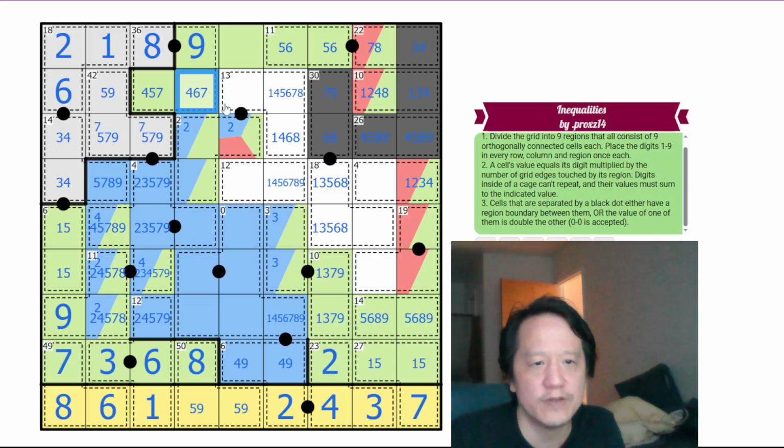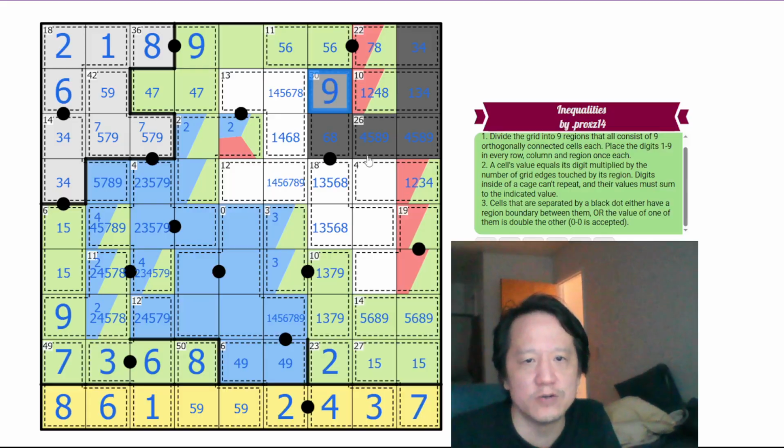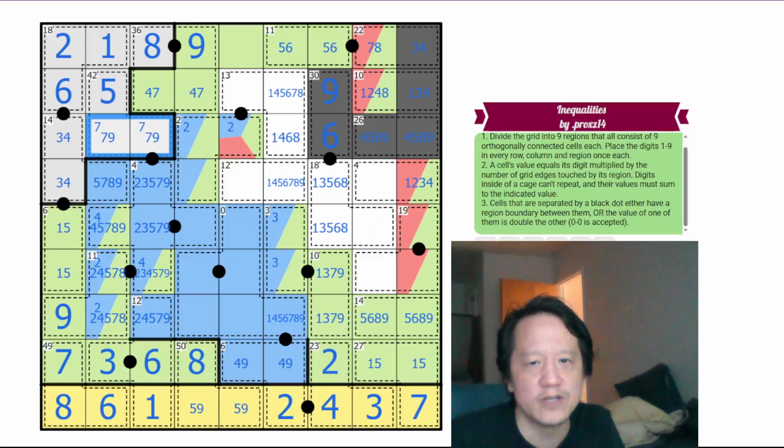So no 5, 6 because of the 6 in the row. So this is 4, 7 as a pair, which eliminates 4, 7 in the rest of the row. So no 7 here. It's 9 and 6. 9 eliminates 9 here, so it's 5, which eliminates 5 here. So this is 7, 9 as a pair. That eliminates 4, 9 here as a possibility. It's 5, 8 as a pair. That eliminates 5, 8 in the rest of the row, so no 8, no 6 here.